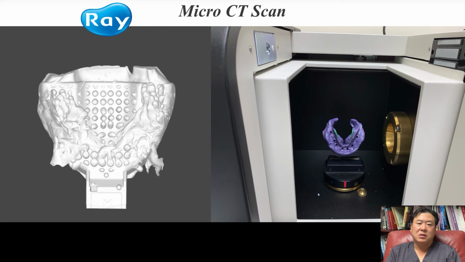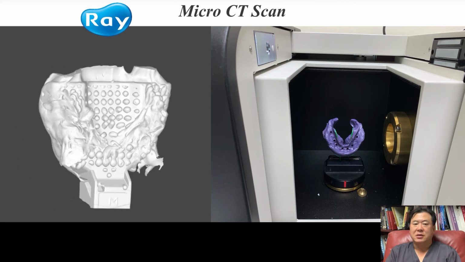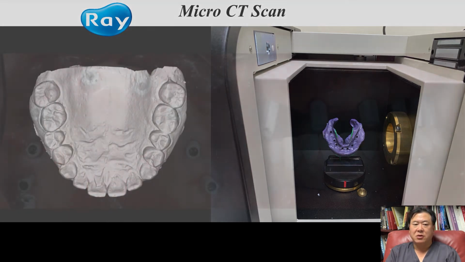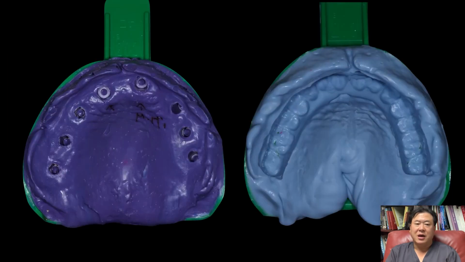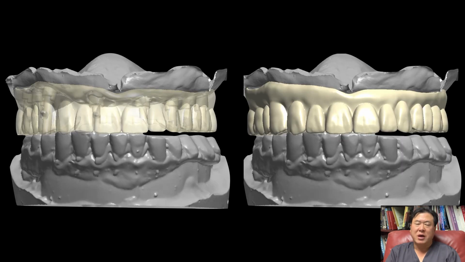Then how do I digitalize full arch case? I use micro CT scanner. For full arch case like this, I first take polyether impression on the implant arch and PVS impression on the opposing arch and use micro CT scan to scan the data. And the scan data is sent to the dental software like 3Shape to design the prosthesis.